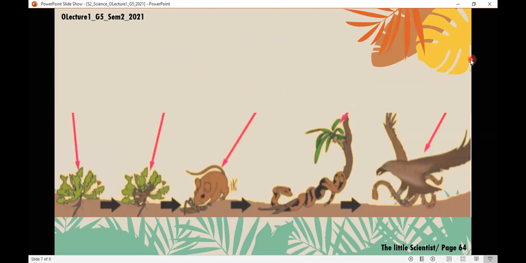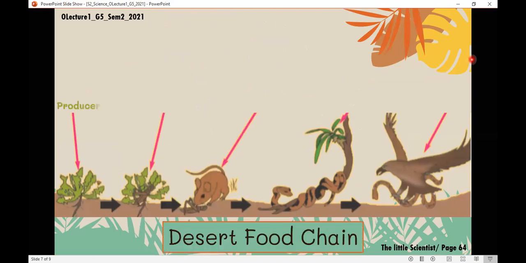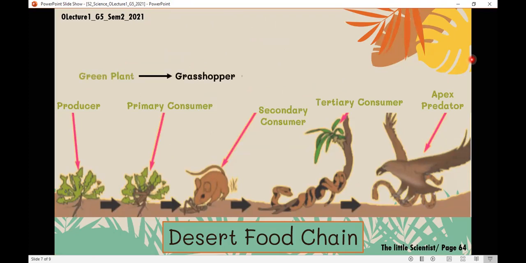Ready? Number 2. This happens in a desert. Let's read it together. The green plant is eaten by the grasshopper. The grasshopper is eaten by the mouse. The mouse is eaten by the snake. The snake is eaten by the hawk.